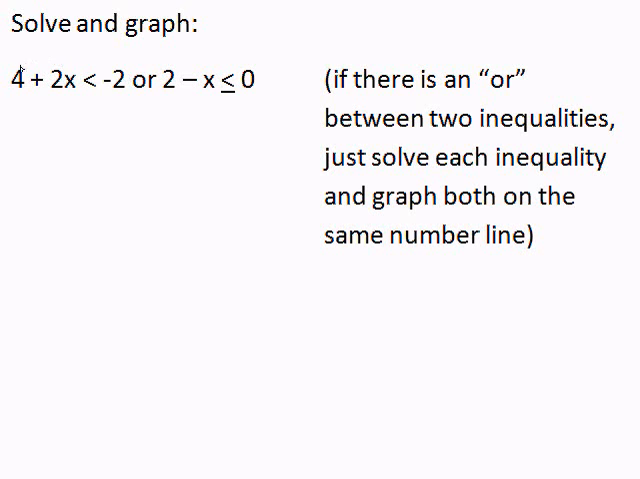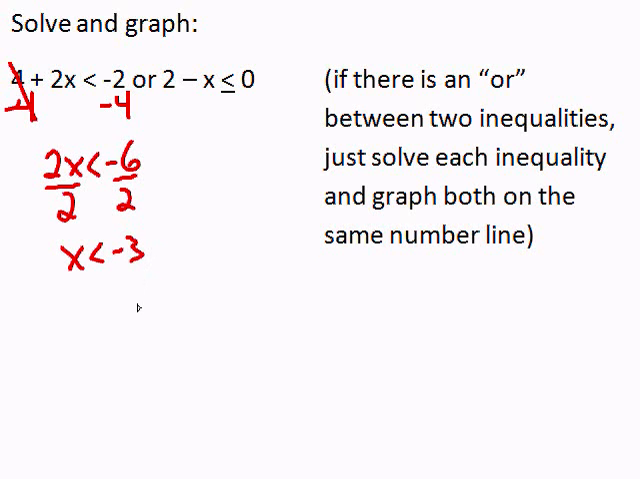I'm going to look at the left inequality first. Need to get x by itself, so we solve in SADMAP order. We subtract or add first. I'm going to get rid of this plus 4 by subtracting 4 from both sides. This leaves me with 2x is less than negative 6. I then divide by 2 and I get x is less than negative 3. Or then I solve the right inequality.